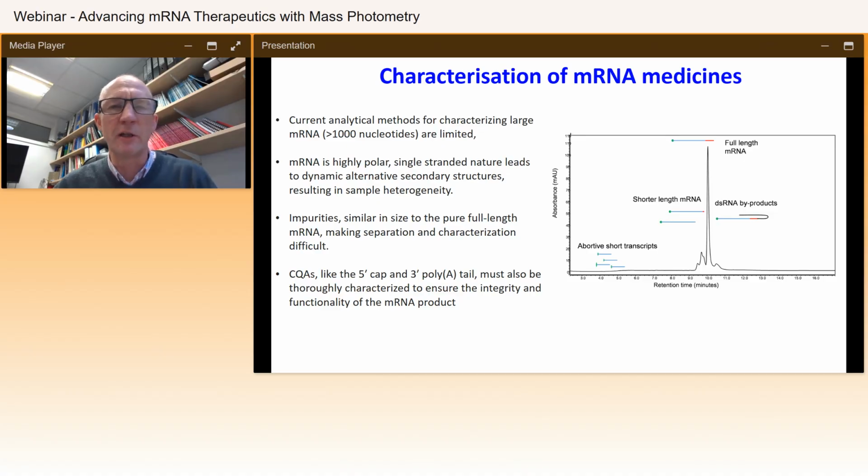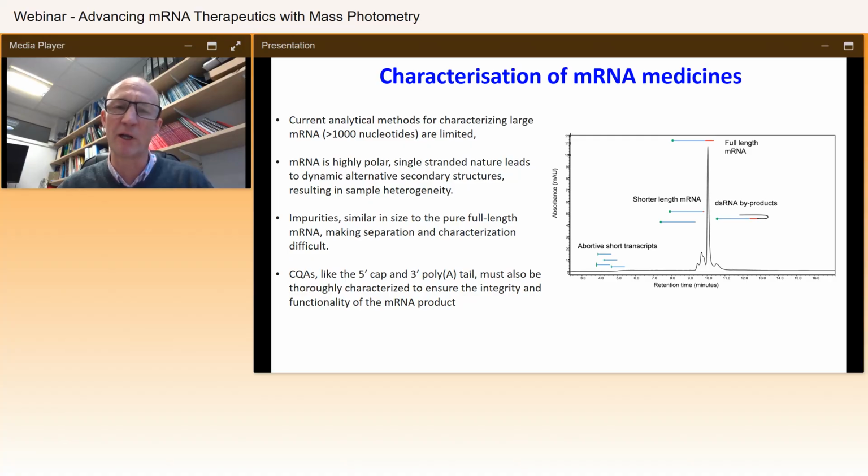So having covered a lot of the critical quality attributes that we need to measure and monitor, I'm going to talk a little bit about some of the challenges in doing that. So first and foremost, mRNA medicines are really large molecules. So these can be greater than 1,000 nucleotides in length. And actually, there are only limited current analytical techniques that are out there to really separate and analyze these mRNA medicines. And if we think about the mRNA itself, this is a really challenging molecule.